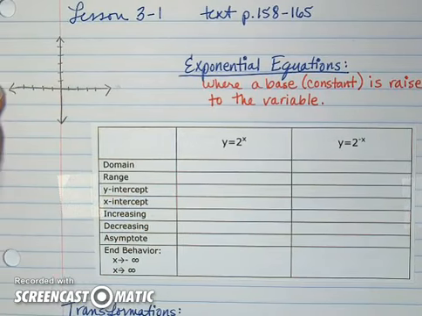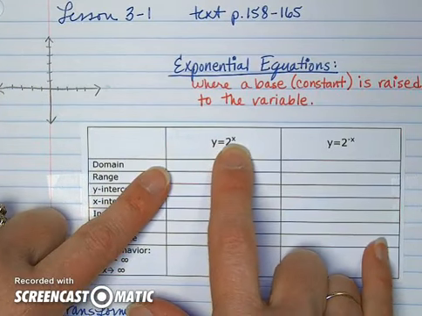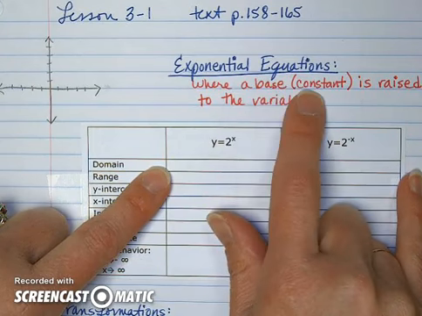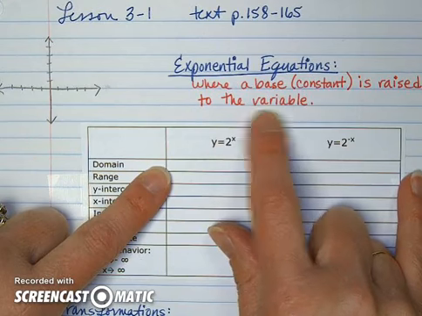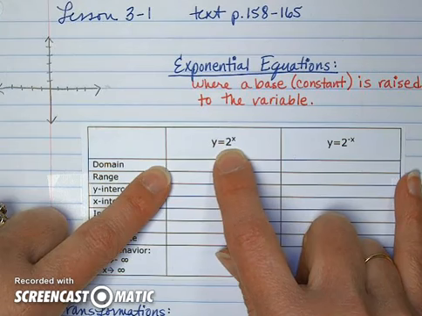First, I'd like to graph y equals 2 to the x. Now, if you'll notice, an exponential equation has the base as a constant, but it's raised to the variable. So remember, we talked about this. The x is in the exponent as opposed to a power function where it would be in the base.